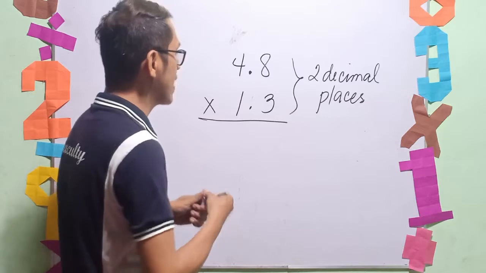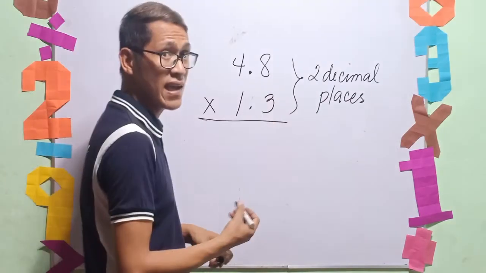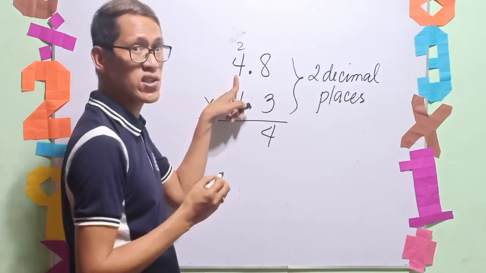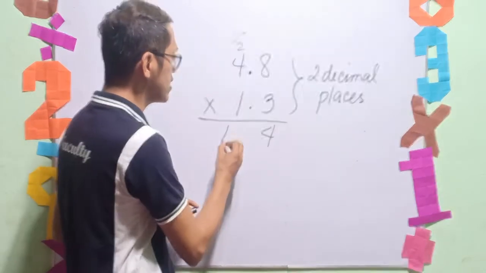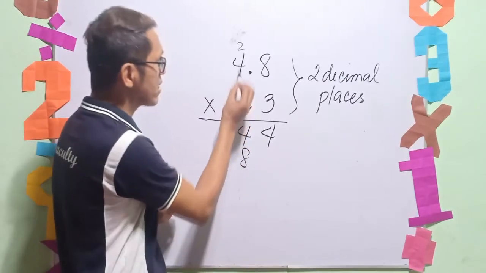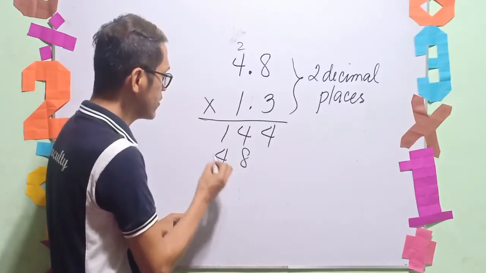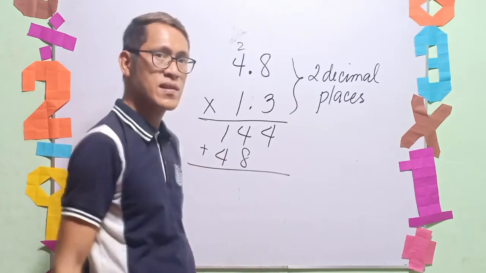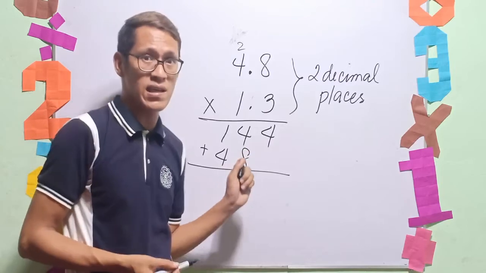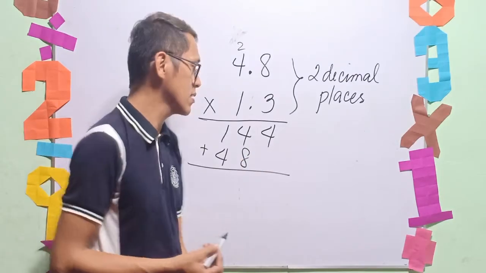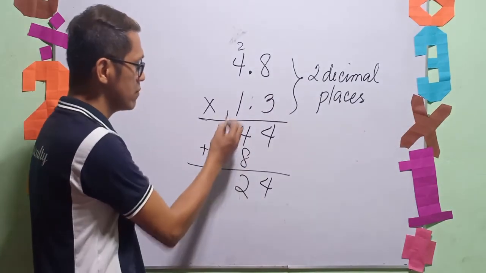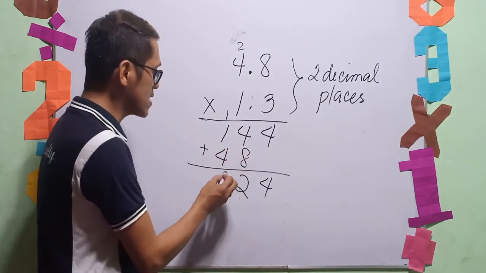Let's multiply them like whole numbers. 3 times 8, that's 24. So 4 carry 2. 3 times 4 is 12. 12 plus 2, that's 14. Next is 1 times 8 is 8. 1 times 4 is 4. And after that, add. Reminder, you don't need to put any decimal point here, only in the product. Let's add 4. 4 plus 8, that's 12. Carry 1. 1 plus 1 plus 4, that's 6.